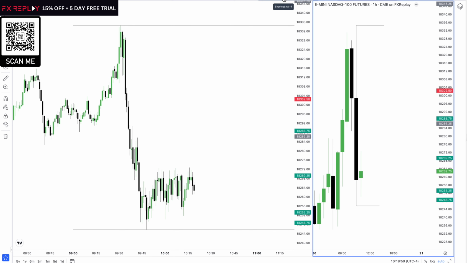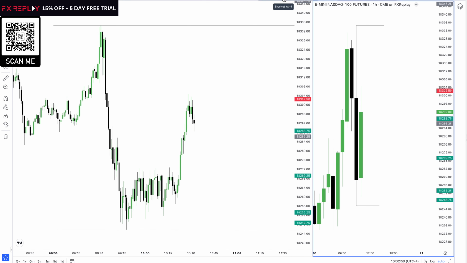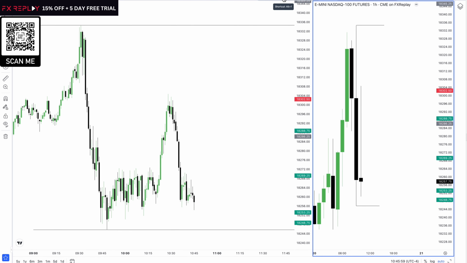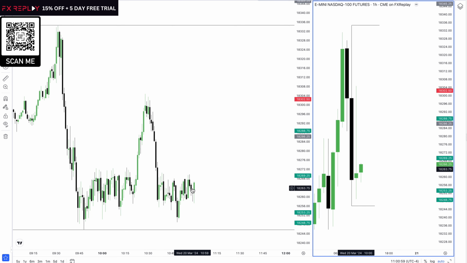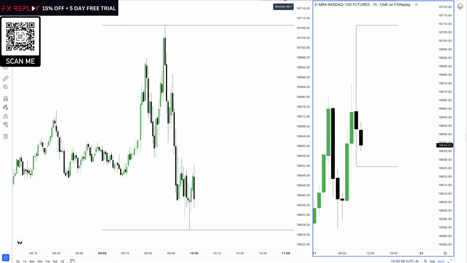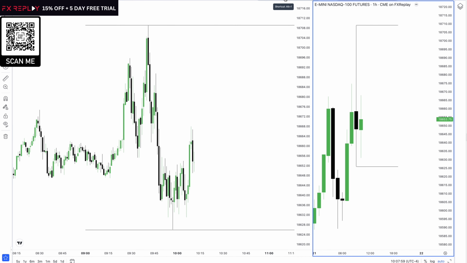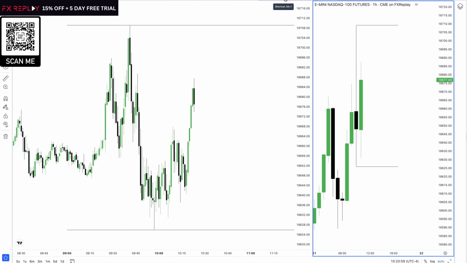Waiting for the low or the high to be taken out. And it's already 11 a.m. So also today, no trade. Waiting for the low or the high to be swept.